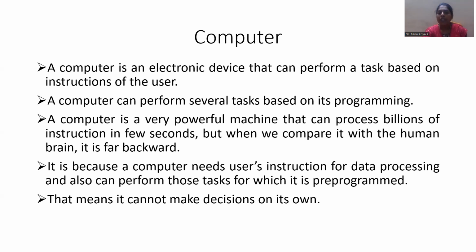If you look at a computer, it is just an electronic device that can perform different tasks based on the instructions of the user, for example, several tasks based on just programming. It can execute billions of instructions in a few seconds. However, it cannot make decisions on its own like the human brain. It is just pre-programmed for a few tasks.